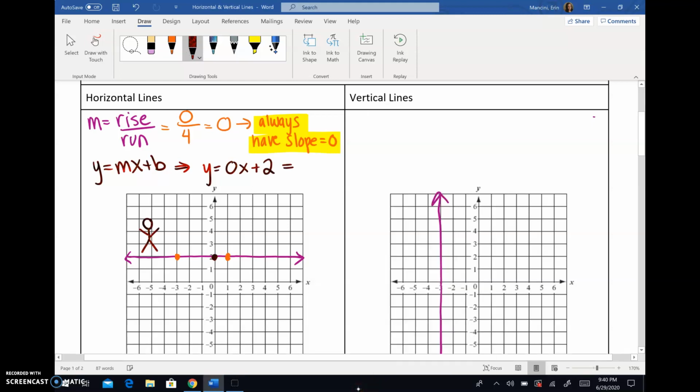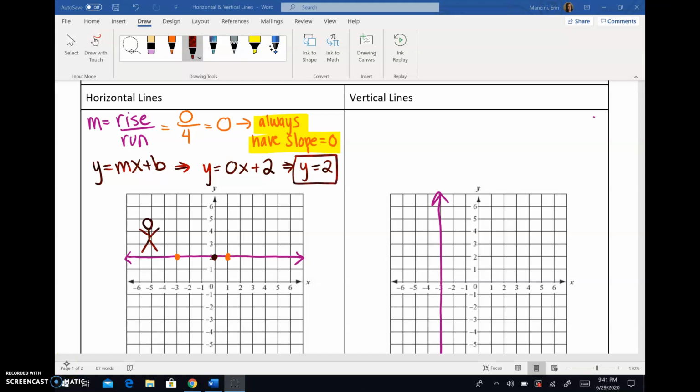And we're going to simplify that because what's 0 times anything? 0 times anything is 0. And 0 plus 2 is just 2. So this is the same as y equals 2. So the equation of this line is just y equals 2.